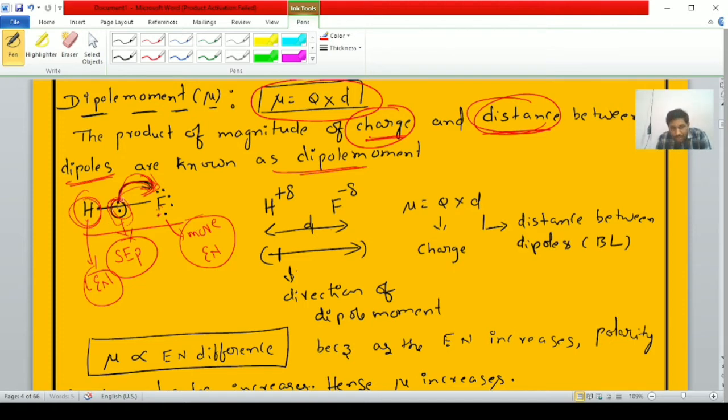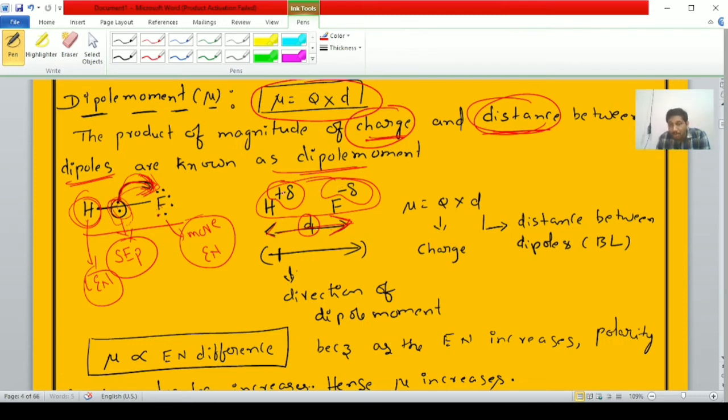Here, student, the shared electron pair is partially shifted towards the most electronegative atom, that is, incompletely shifted. That's why hydrogen develops a partial positive charge and fluorine develops a partial negative charge. The distance between the partial positive charge and negative charge is small d, the distance between the dipoles. Di means two, one positive pole and one negative pole, hence dipoles. The HF molecule is a dipole molecule because a partial positive charge and a partial negative charge are present.